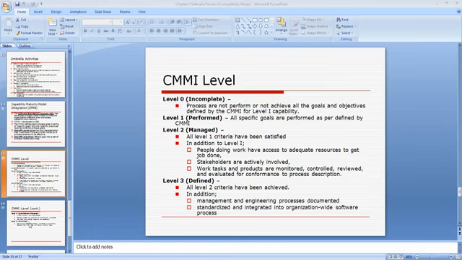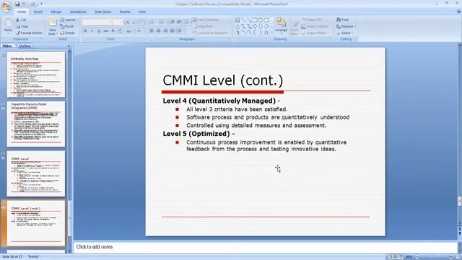Now there is a level 4 and level 5 also. When you go for level 4, whatever constraints are there in level 3 should be satisfied or defined, and then you can go for level 4. So all level 3 criteria have been satisfied. Now level 4 is also called quantitatively managed.